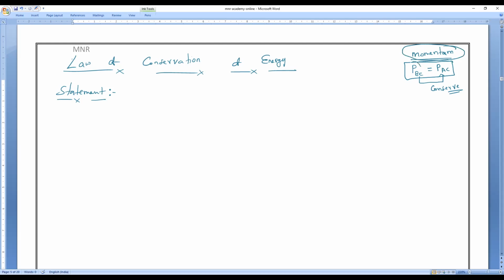That's what we say. We have proved it mathematically. Momentum before collision is equal to what, everybody? Momentum after collision. Same way, the law of conservation of energy says that, all of you write, energy can neither be created nor be destroyed.